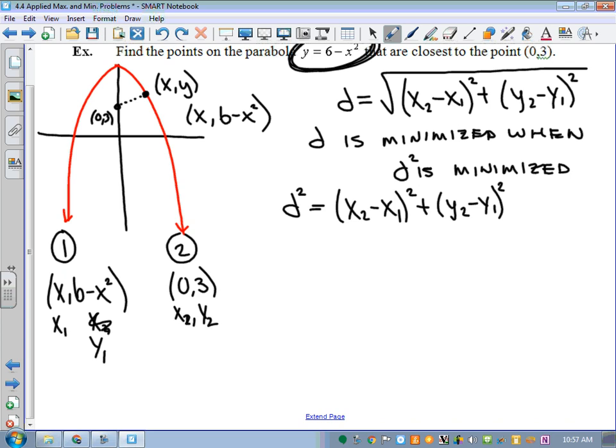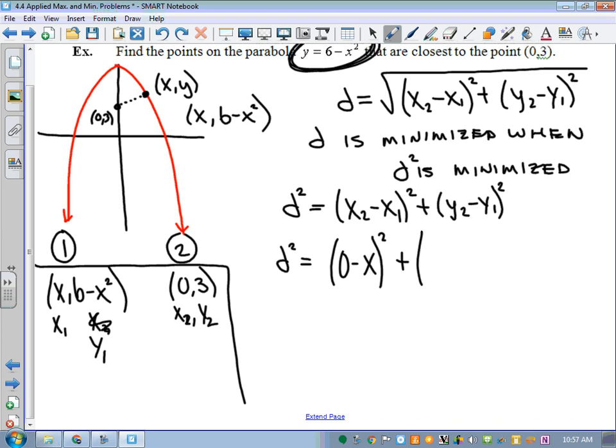Now what I'm going to do is take that information right here and plug it into my distance formula. And I get the distance squared between these points is going to be (0 minus x) squared plus (3 minus, in a bracket, 6 minus x squared) squared.